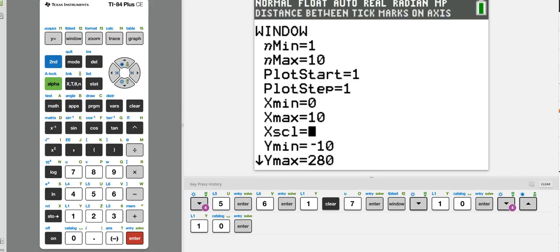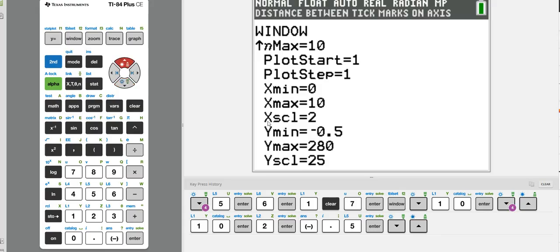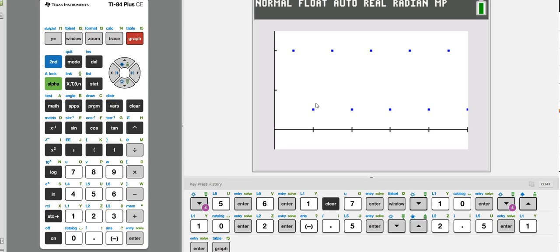As far as the y values are concerned, let's see. I'll go from, let's do -1. It's negative 0.5 really. Just something a little bit less than 0. That way I can see the y-axis and go up to maybe 2.5. I don't like to cut it exactly right on because then sometimes you can't really see things. So there you go. There's your points.